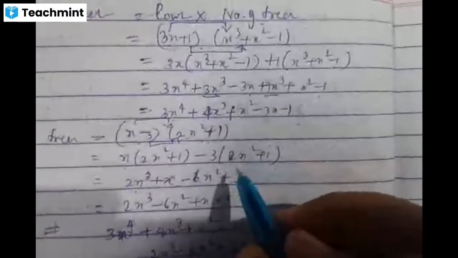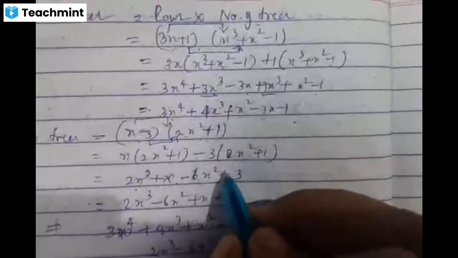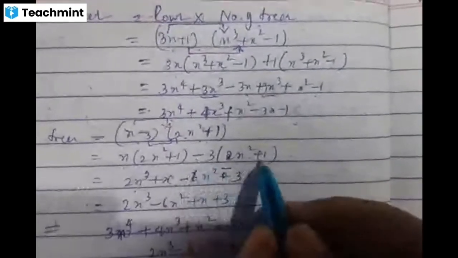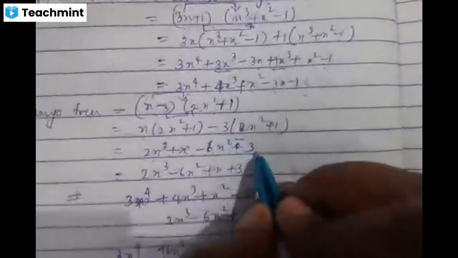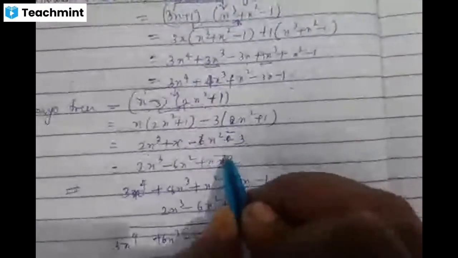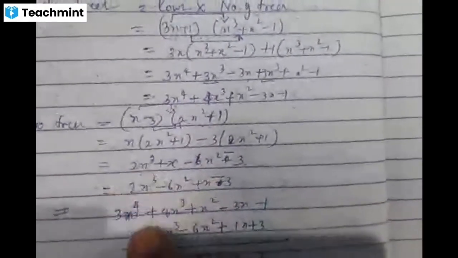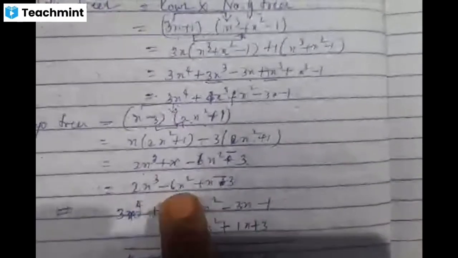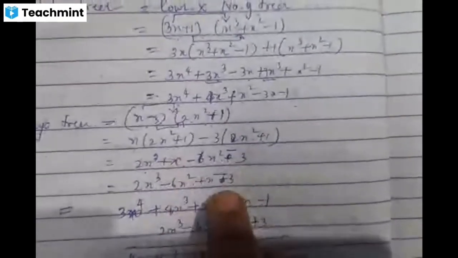Here we have minus sign, children. So minus into plus is minus. Minus 3 ones are 3. So minus 3 I keep as it is. So 2x cube minus 6x square plus x minus 3.